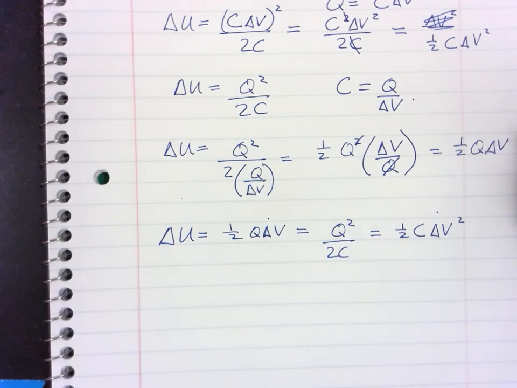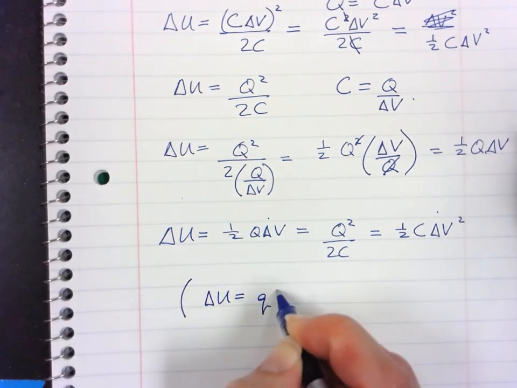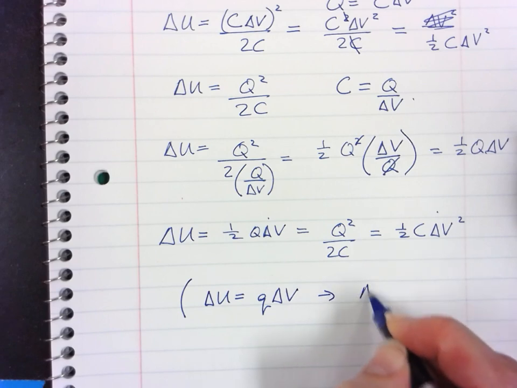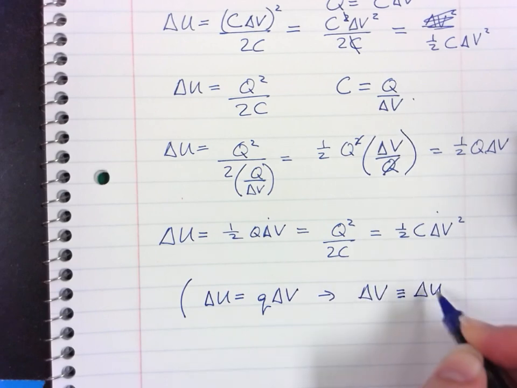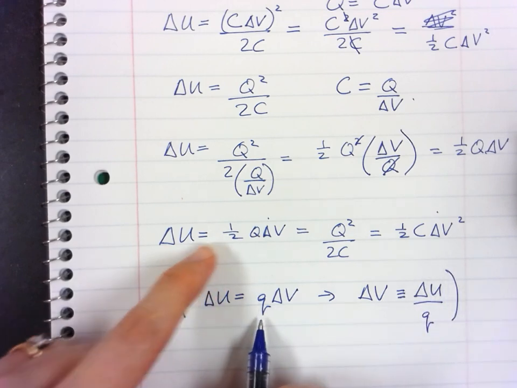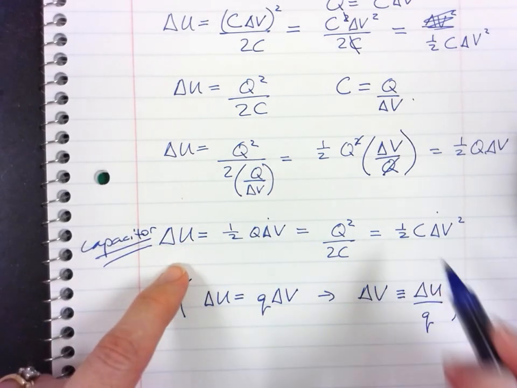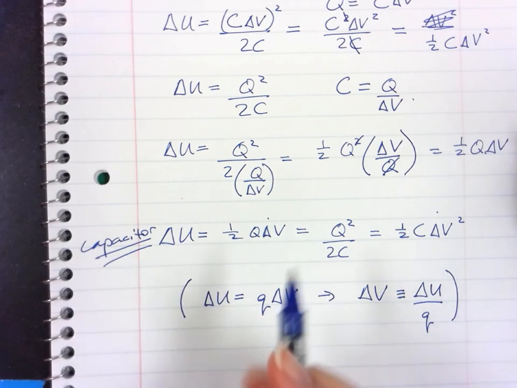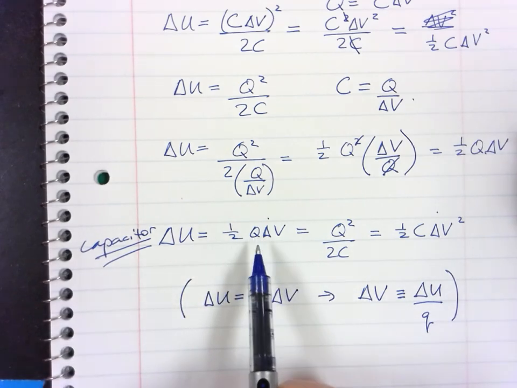Those are all fine. Now the last thing I want to point out is, remember, the basic equation was delta U is Q times delta V. This came from the definition of potential. Electric potential difference is defined as electric potential energy divided by the charge experiencing it. So this is all from an external source. The reason we end up with the 1/2 for a capacitor, so you'd only ever use this version of it for a capacitor, is that this Q came about over time.